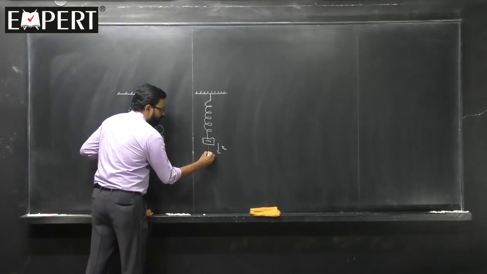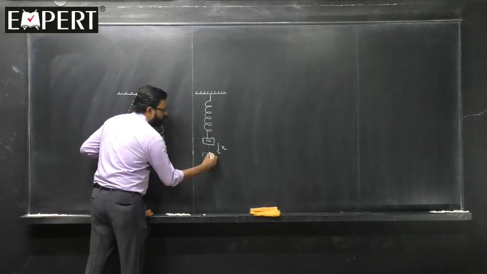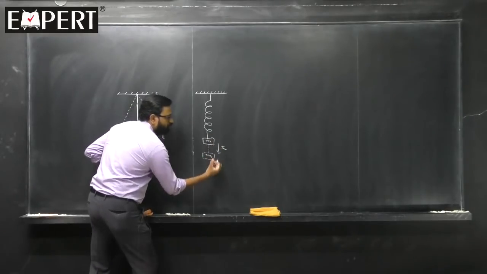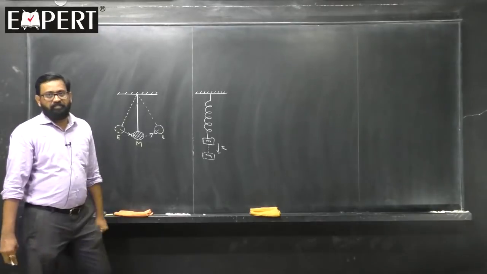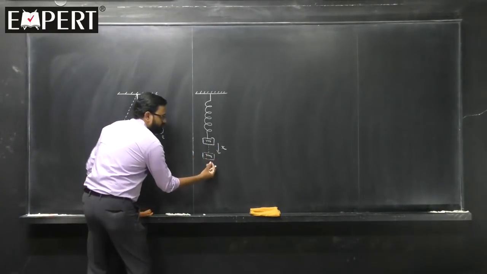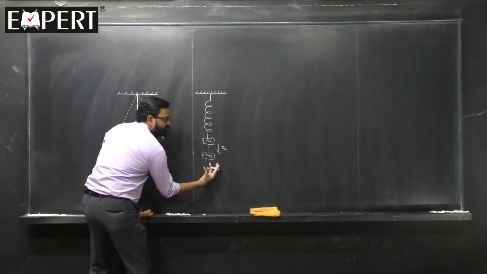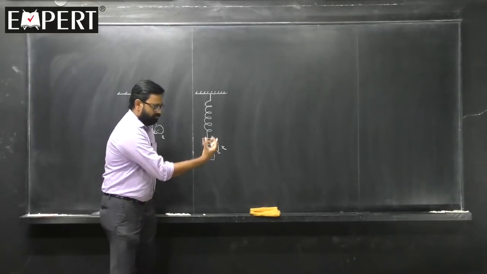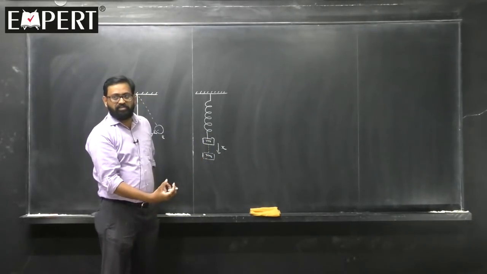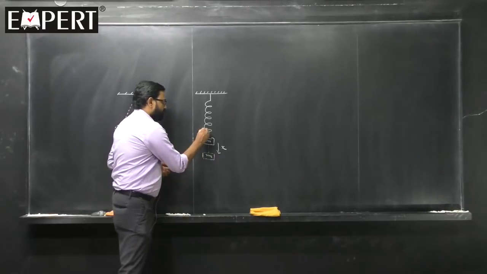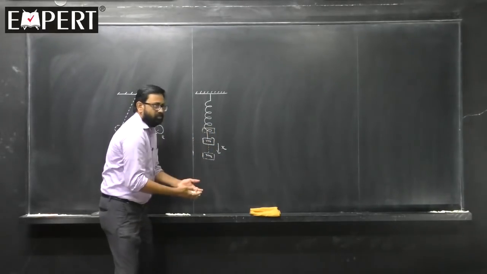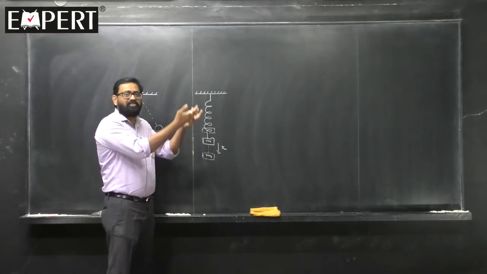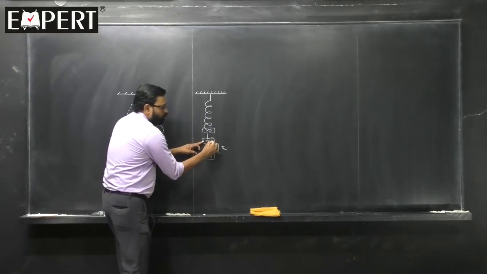Now you will find that the new position of the load is somewhere here. Since you have pulled it, the new position of the load is somewhere here. You have pulled it through a distance x. After pulling through a distance x, now I am going to leave it. If you try this, when I leave it after pulling through a distance x, you will find that this spring will execute an oscillation about this original position.